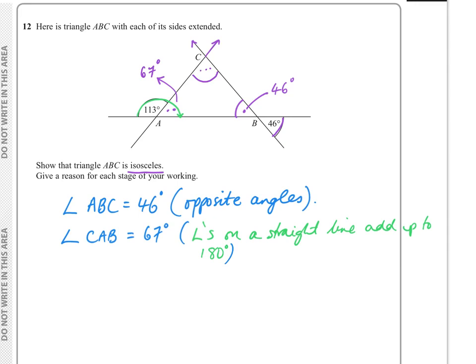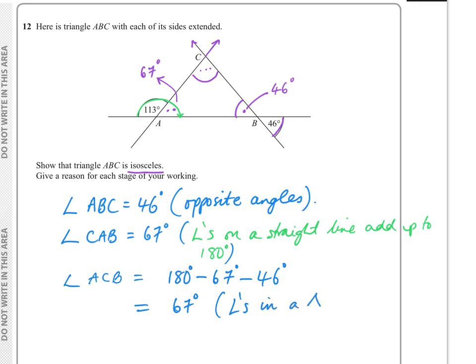Now, I wouldn't worry too much, let's just carry on. So angle ACB is going to be 180 minus the 67 that we've already got, minus the 46. And we've got our calculator at hand, and I'm going to use it now. So we've got 180 minus 67 minus 46, and luckily for us that is 67 degrees. And we can put our reason there.